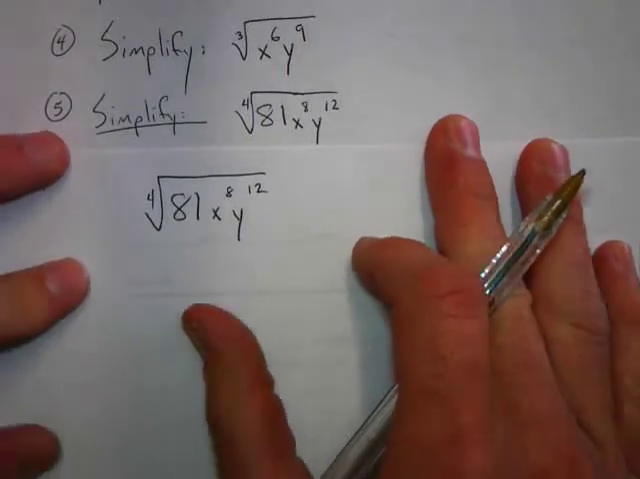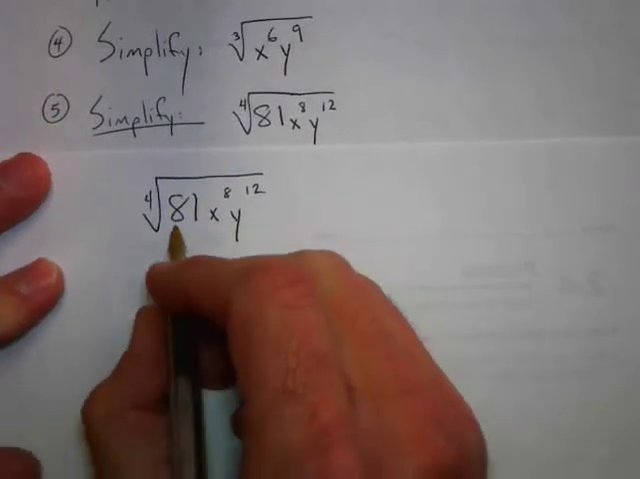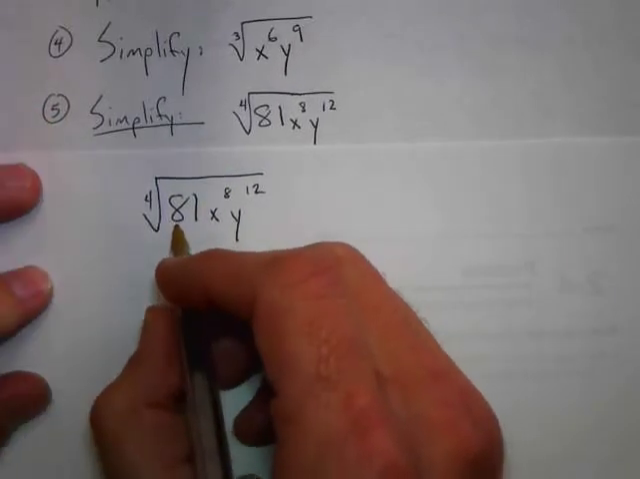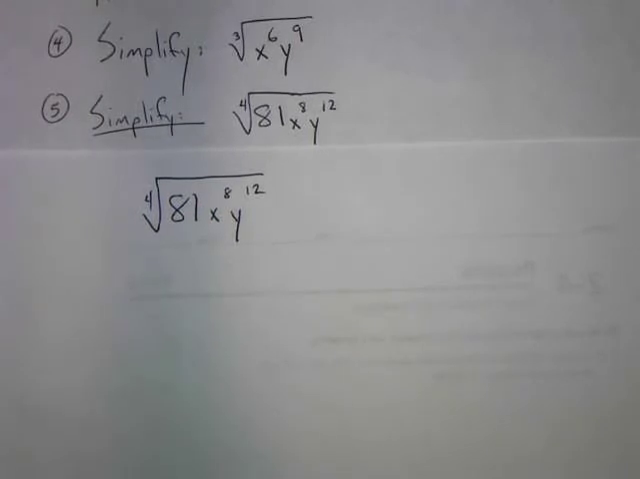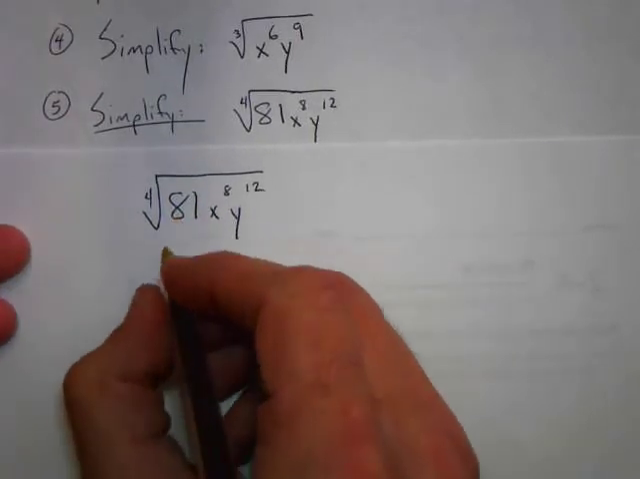Some things might appear. Okay, so now we're going to think. What times itself 4 times gives us 81? Hopefully you know that the thing that's multiplied by itself 4 times to give you 81 is 3.